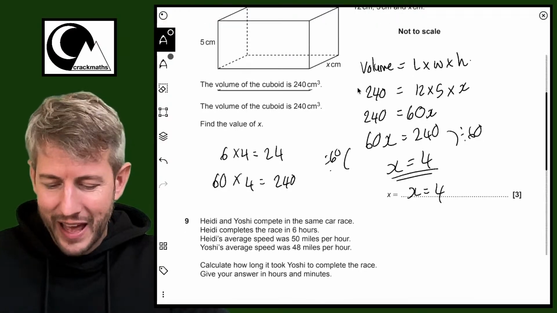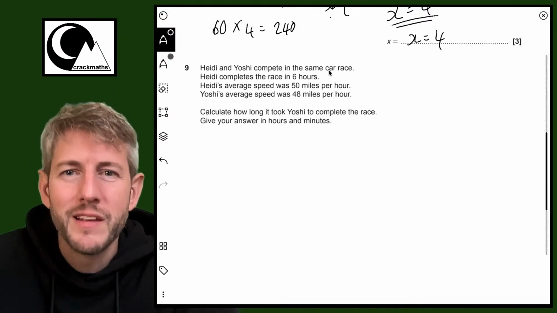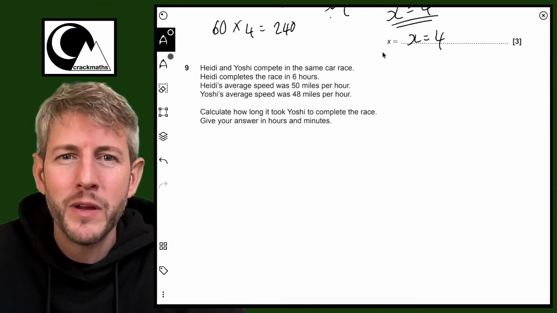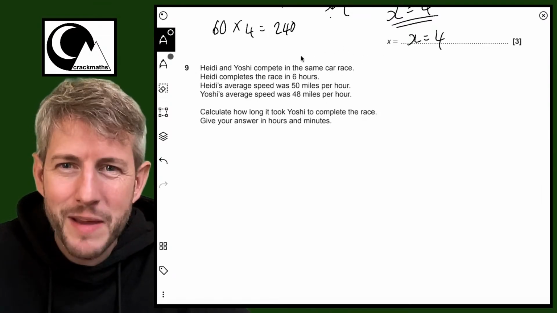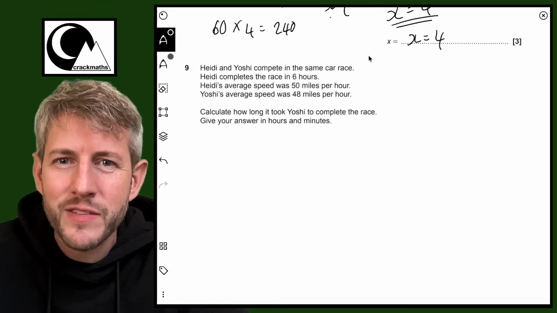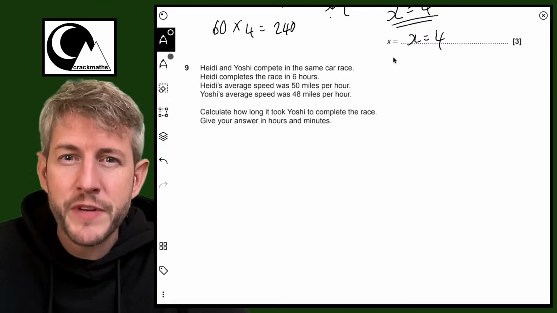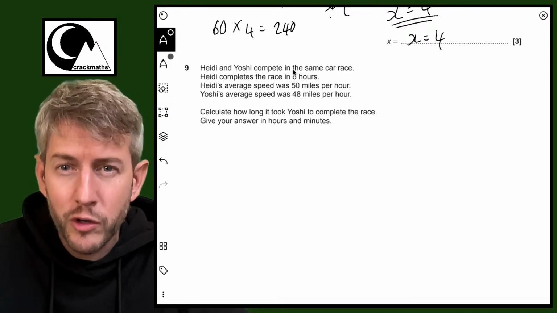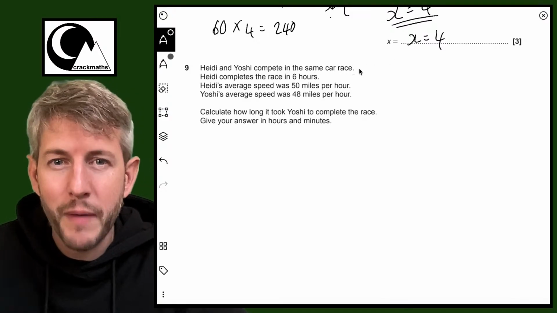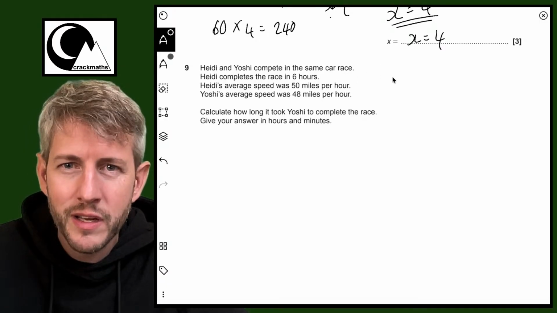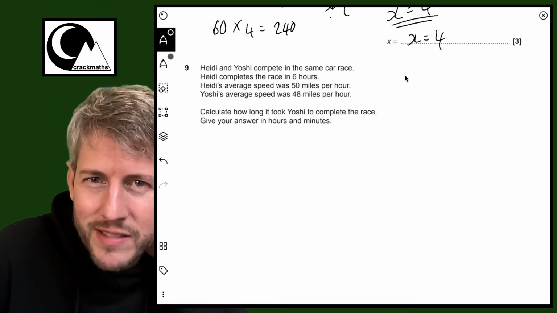Right, let's have a look at question 9. So here we go. We've got Heidi and Yoshi compete in the same race. Heidi competes the race in 6 hours. Heidi's average speed was 50 miles per hour. Yoshi's average speed was 48 miles per hour. Calculate how long it took Yoshi to complete the race.